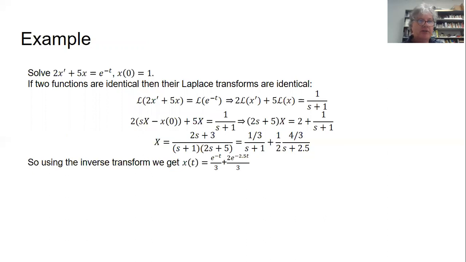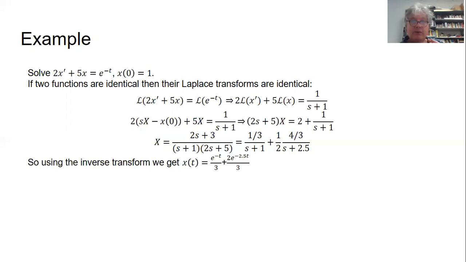Okay, so let's use it to solve an equation. Let's first do a first order equation: 2x prime plus 5x equals e to the minus t, x(0) equals 1. So remember, when you use Laplace transforms, you basically need an initial value problem. We've got an equation, so two things that are equal, so their Laplace transforms are going to be equal. So we take the Laplace transforms of both sides, use linearity, and plug in the initial value x(0), and we put all the terms with big X, the Laplace transform of little x, on one side, so that's (2s plus 5) times big X equals 2, which was 2 times the initial value, plus 1 over s plus 1, which was the Laplace transform of e to the minus t.